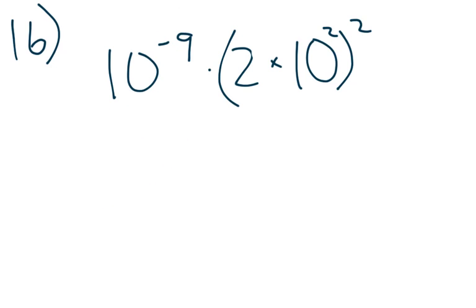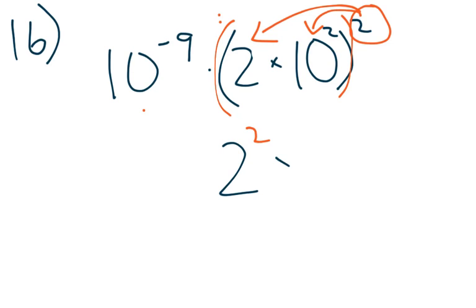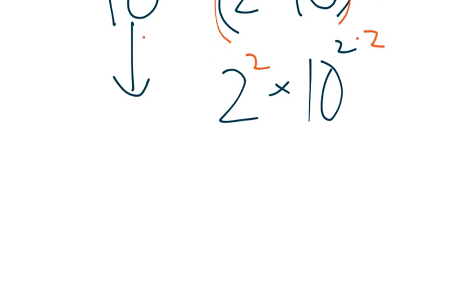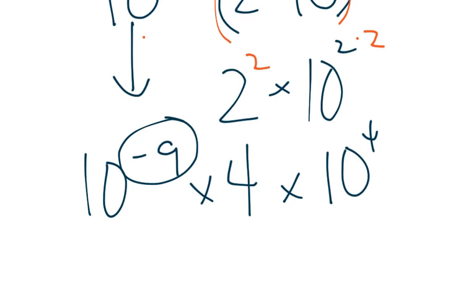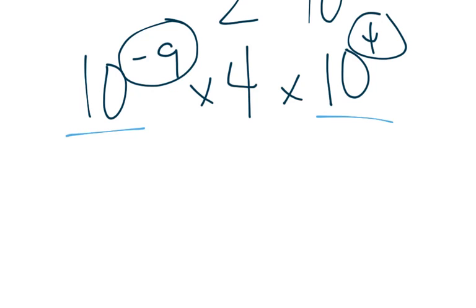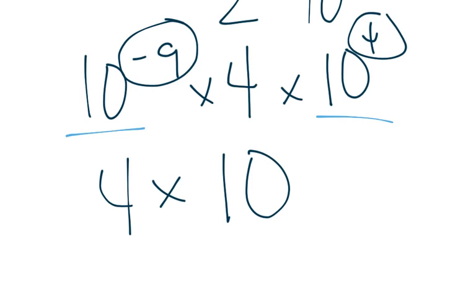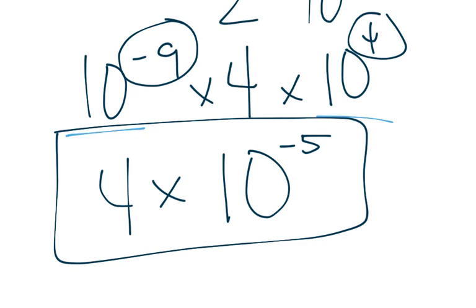Number 16, so we want to simplify and write each answer in scientific notation. So before we deal with this, we want to take care of this over here. So we have this 2, and we want to make sure it applies to both the 2 and the 10. So we have 2 squared times 10 to the negative 9 squared, and we are multiplying this exponent by 2. Okay, so if we simplify this, we're going to bring down this 10 to the negative 9 times 4 times 10 to the 4th. And what we want to do is combine these two 10s and add the exponents, because remember, when you're multiplying the big number, it means that you're adding the little numbers. So negative 9 plus 4, times 10 to the negative 9 plus 4 power, and that is negative 5. So this is our answer for number 16.